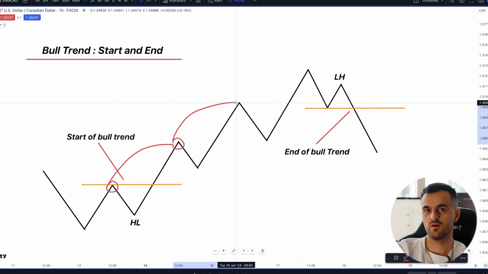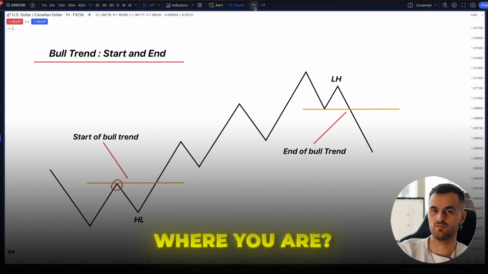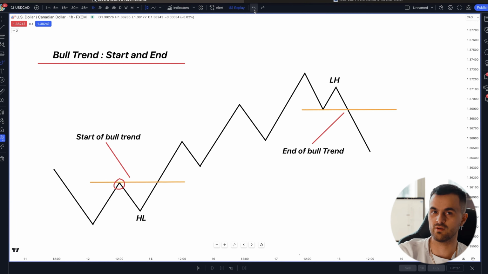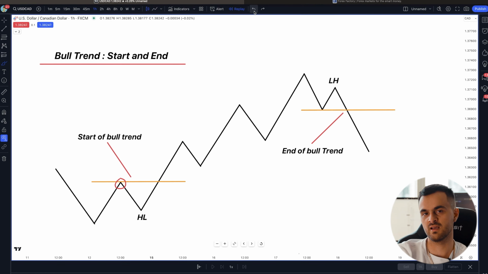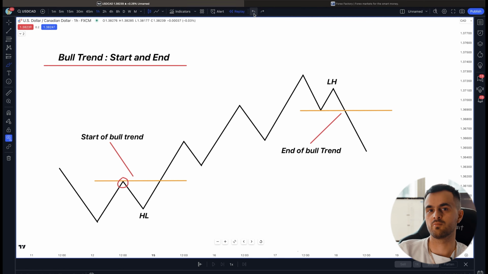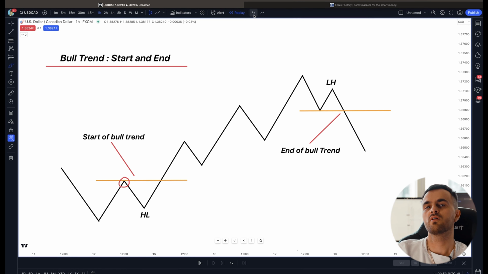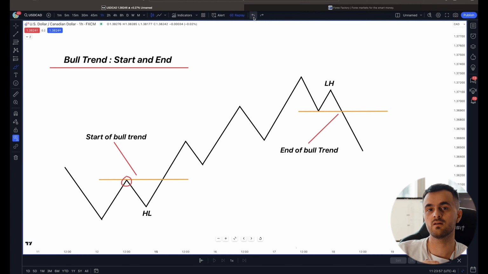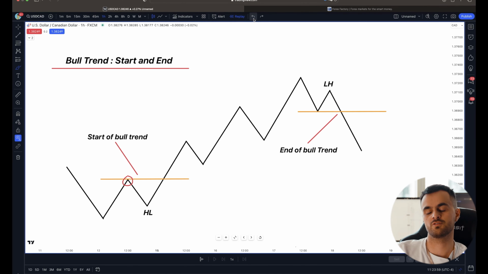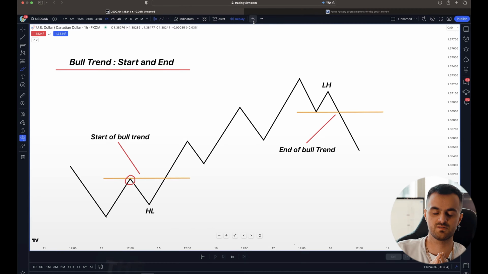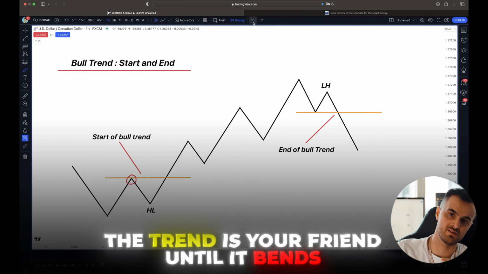Understanding market phases helps you understand where you are. If you understand where I am on the chart or where I came from, what we just did, you can kind of understand the next move. Like if we're in an uptrend and we understand we're in an uptrend phase, then we know that the pullbacks or the retracements are likely to create a support to continue the uptrend. But there is a point that you need to be aware of when the trend breaks. The trend is your friend until it bends.